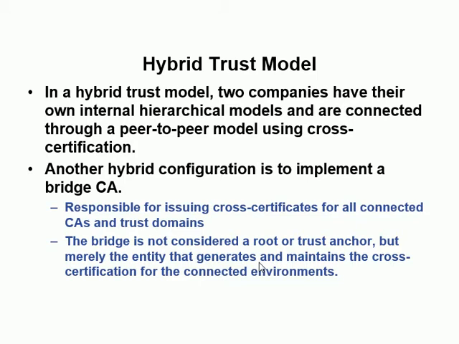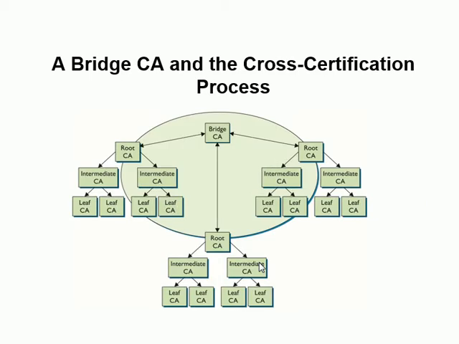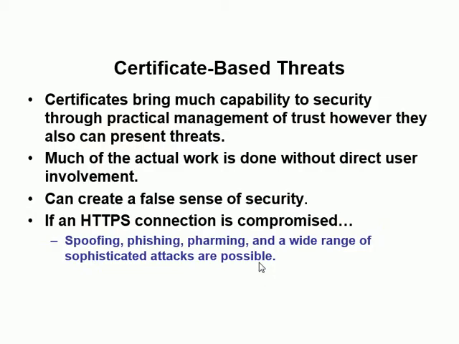In a hybrid trust model, two companies have their own internal hierarchical models that are connected through a peer-to-peer model using cross-certification. Another hybrid configuration is to implement a bridge CA. Here's an example where we have a bridge CA between these hierarchical models. In this example, we've got three hierarchical trust relationships, but they're all peer-to-peer with one another. Those three roots all trust each other through the bridge CA as peer-to-peer, but internally it's a hierarchical structure.